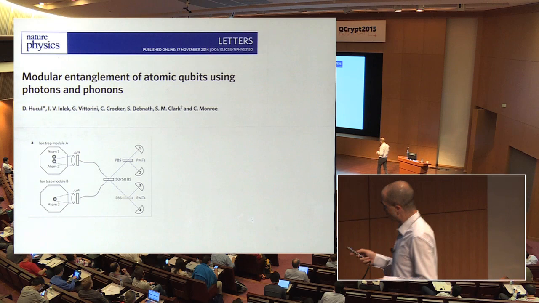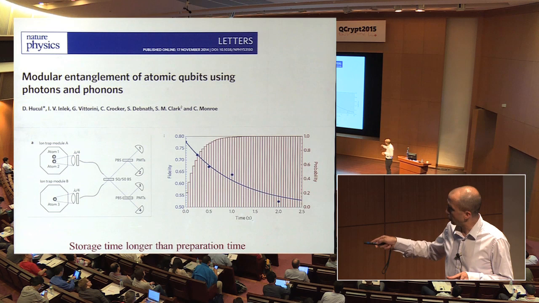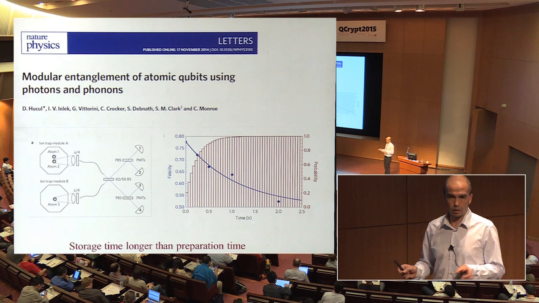And the very important point of that experiment is that I think for the first time, probably, they could create the entanglement in a time which is shorter than the storage time of the memory. So in principle, they could really start to scale up and do the next step.